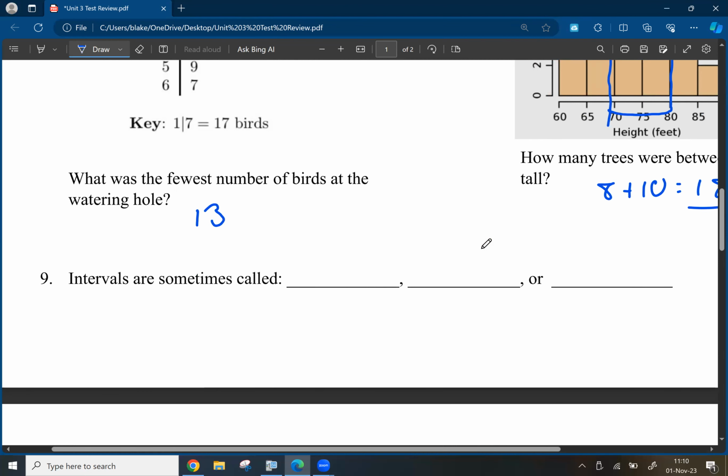All right. Intervals are sometimes called, I believe, bins, buckets, and classes. Does not matter the order.